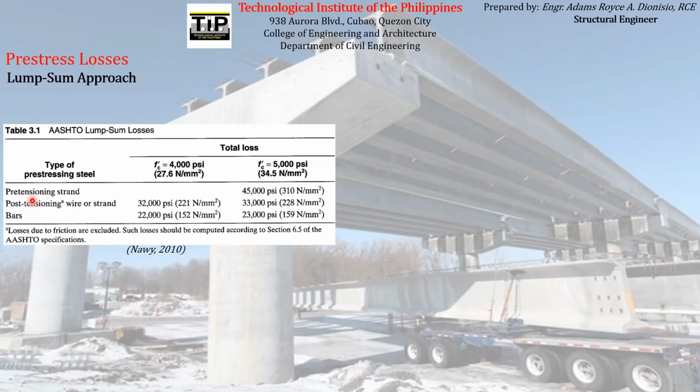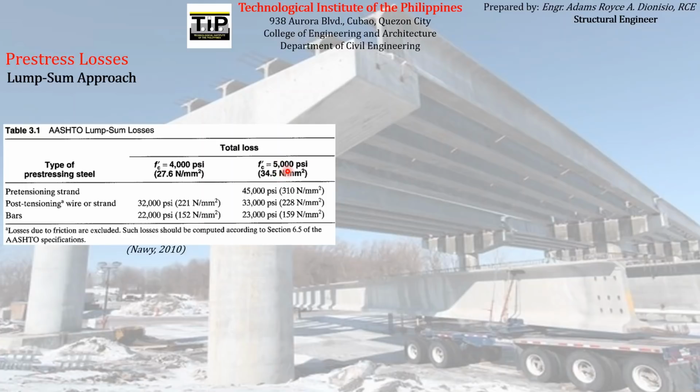And if you will use a post-tensioning wire or strand, according to lump sum losses, the estimated total loss that will be experienced by this particular pre-stressing reinforcement throughout the pre-stressing operation is estimated to be equal to 32,000 psi or 221 megapascal if you use a concrete with a compressive strength of 4,000 psi or 27.6 megapascal, or it will sum up to 33,000 psi or 228 megapascal if you use a compressive strength of 5,000 psi or 34.5 megapascal.